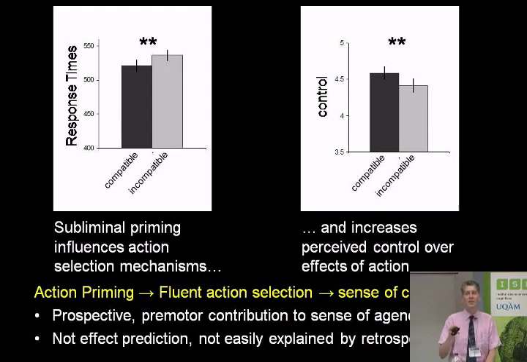It's not a visual experience. It's something to do with being able to quickly get to, oh yes, left or right. So the concept is that action priming is facilitating fluent action selection, and this is responsible for, or this is contributing to the sense of control. And this has got to be prospective. There's nothing, I think, about the retrospective side of action control which could explain this result. You're not predicting the effects, and it's not easily explained by retrospection. So one contribution to the sense of control that we feel over our actions actually comes from how we get to them, how we select them in the first place.